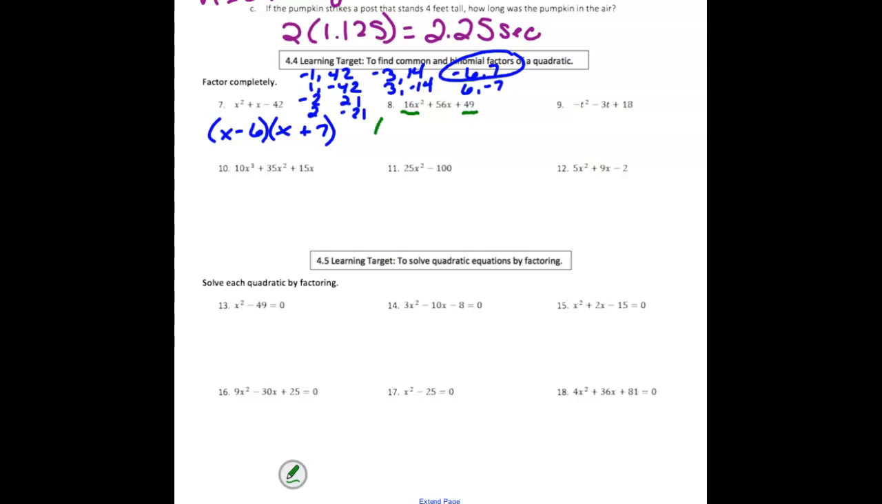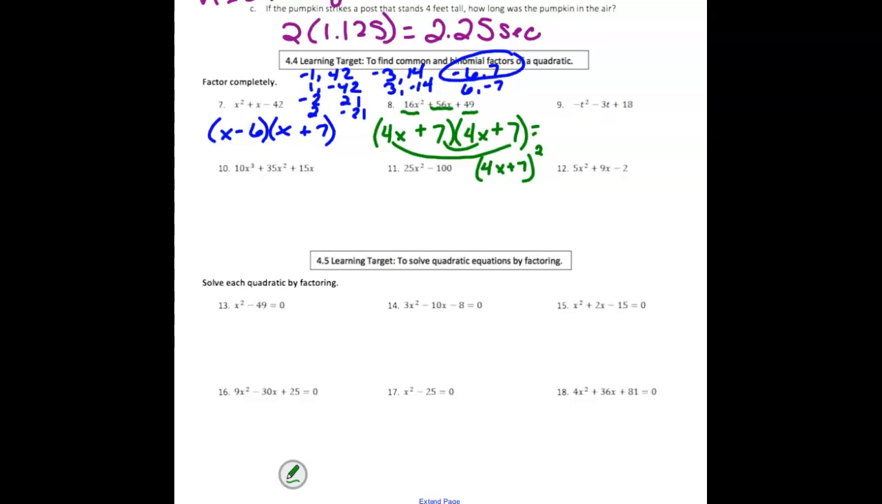So the 16, if we think of it as 4x and 4x, our 49 we can think of as 7 times 7, and if we check our insides and outsides, we've got 28x plus 28x. That will get us the 56x in the middle. If you have two terms that are identical, we could write this just as 4x plus 7 quantity squared. Either option is fine.